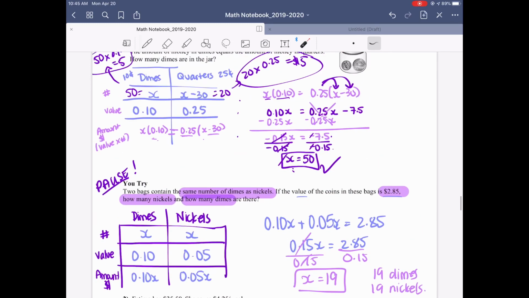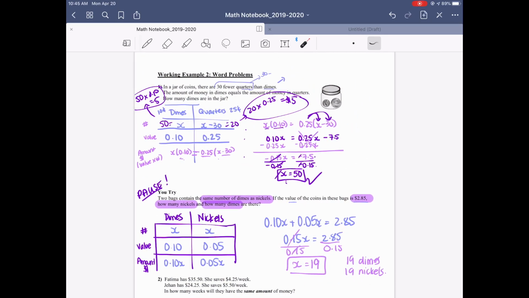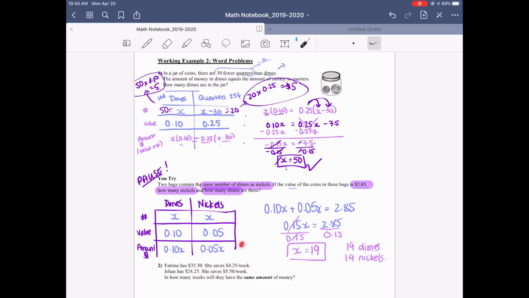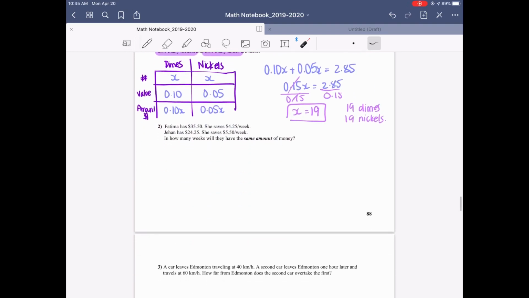Okay, so these are the two types of coin questions you can have, where they are going to be equal to each other, or you're going to have to add them and make them equal to a different amount. So if you guys can go over these and make sure you understand them, you'll be able to do any kind of coin question. Again, you don't have to use the chart, but it does help.